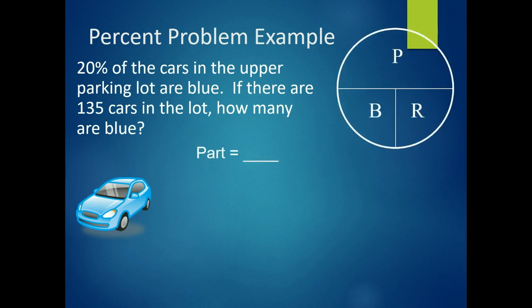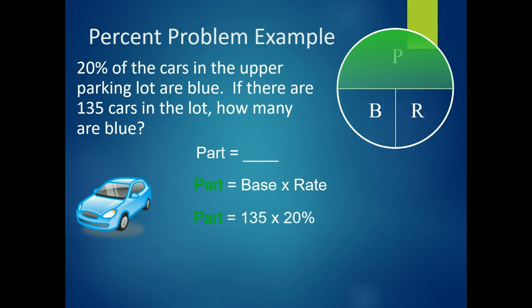To solve for part, we could use the formula from the previous slide or cover up part, and we see base is adjacent to rate. That means we will take base times rate to determine the part. Plugging in the previously identified information, base of 135 times the rate of 20%, converting 20% into a decimal, multiply, and we have our answer: 27 cars are blue.